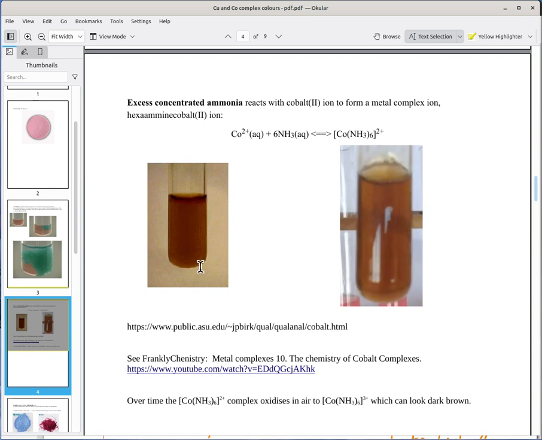Again, it depends on the concentration. Sometimes it looks orangey brown, sometimes it looks kind of like a wooden brown, sometimes like a bit of a sandy brown if it's very low in concentration.